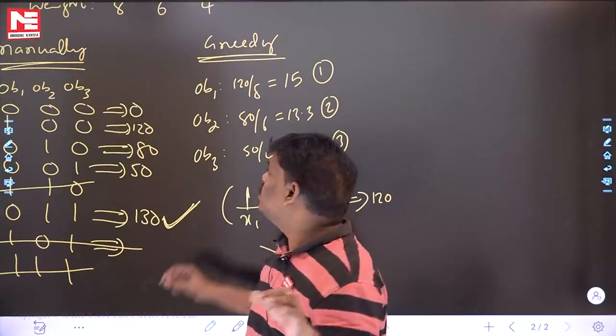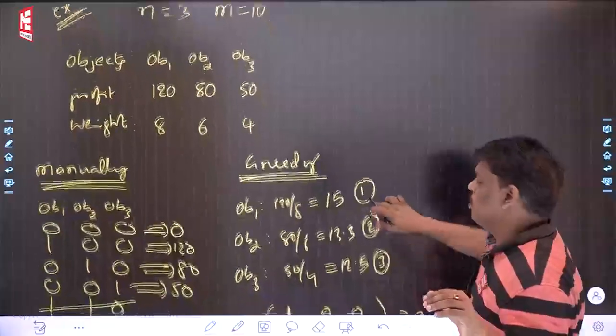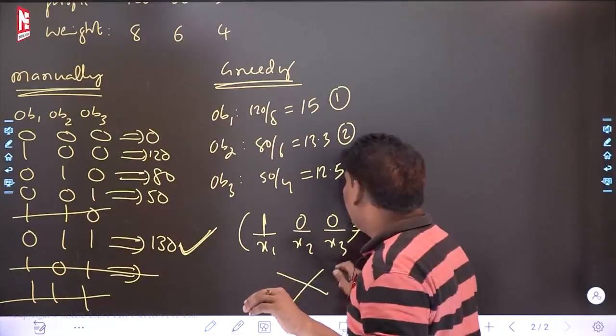So what I want to say is, for the 0/1 knapsack problem, greedy will give the wrong answer. That is the reason we are going to dynamic programming. Please be careful, because greedy is giving the wrong answer.